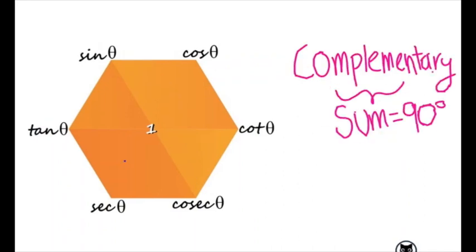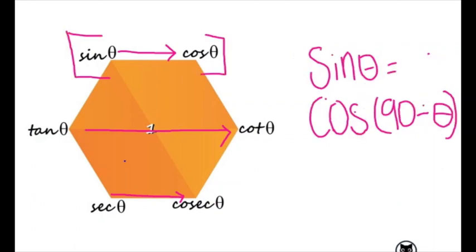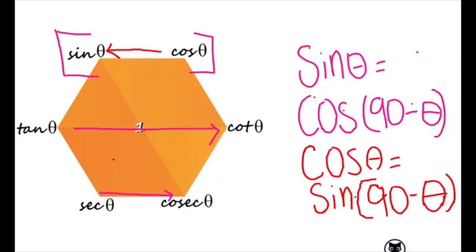Another trick can be done with complementary angles, which are angles whose sum equals 90 degrees. Straight horizontal lines can be drawn to see this complementary angle relationship between trigonometric functions. This line between sine and cosine tells us that sine equals cosine of 90 minus theta. Flip the line in the other direction, and we get cosine equals sine of 90 minus theta. The same relationship can be seen between tangent and cotangent and secant and cosecant.